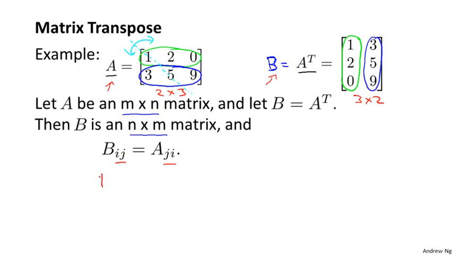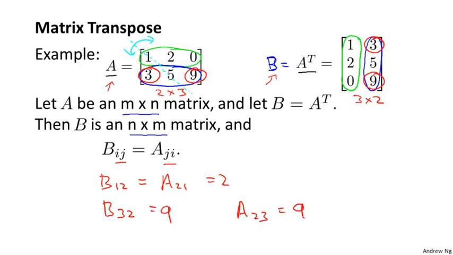So for example, B12 is going to be equal to this element 3, right? First row, second column. And that's equal to A21, second row, first column, right? Which is equal to 3. And as another example, B32 is this element 9. And that's equal to A23, which is this element up here, 9. And so that wraps up the definition of what it means to take the transpose of a matrix.